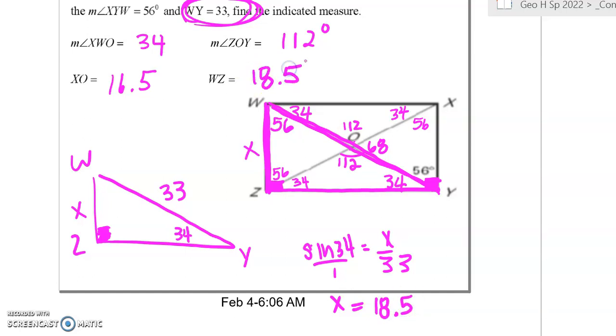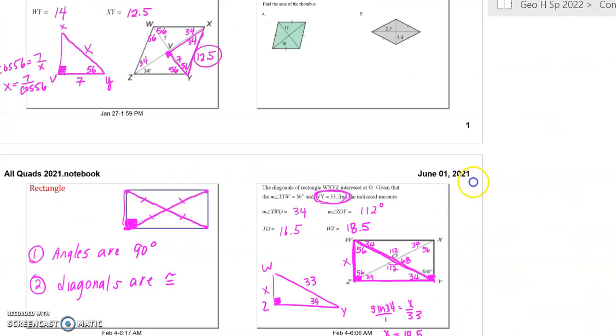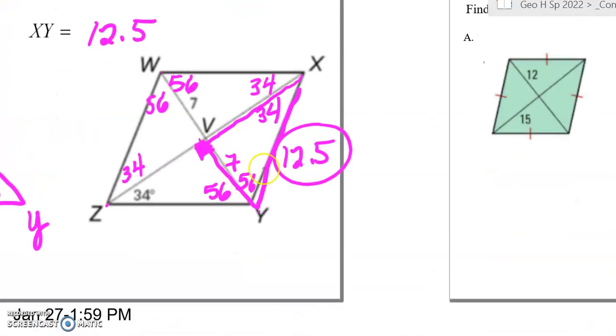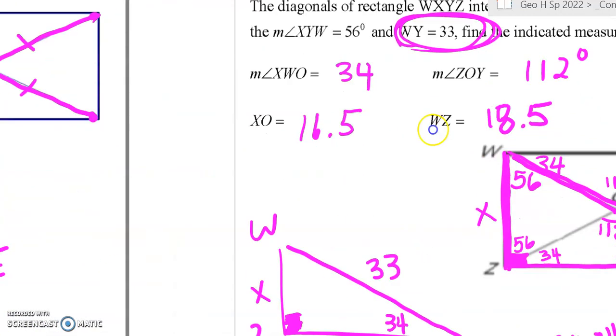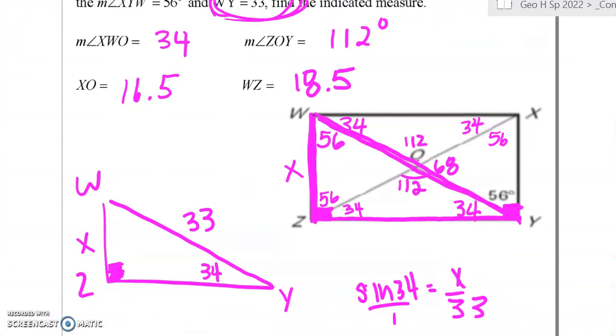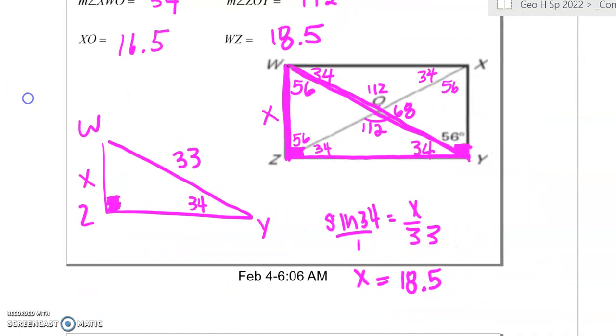Okay, so as you can see, in the rhombus, the right triangles tend to be inside the figure, whereas in the rectangle, the right triangle is the bigger outside triangle that we're going to use. All right. Please complete the activity that I asked. Thank you.